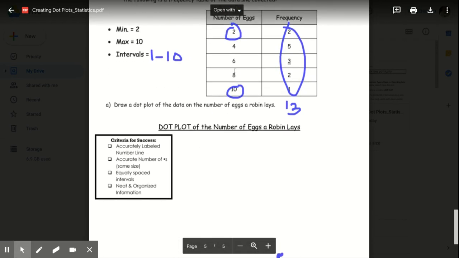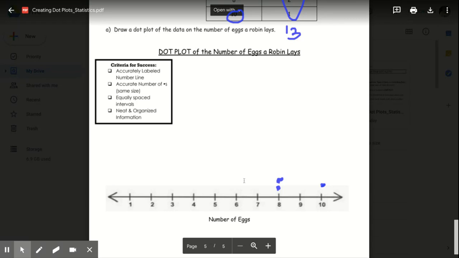I saw how many laid 6 eggs? 3 times. 3 robins laid 6 eggs. So I'm going to put 3 dots at 6. 1, 2, 3. So that's 3 dots. So far I have 1, 2, 3, 4, 5, 6 dots. Okay, now let's keep going.